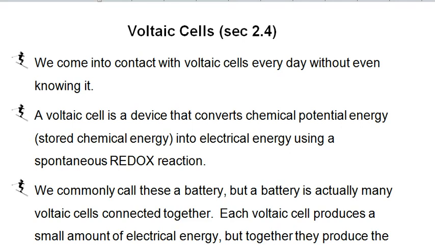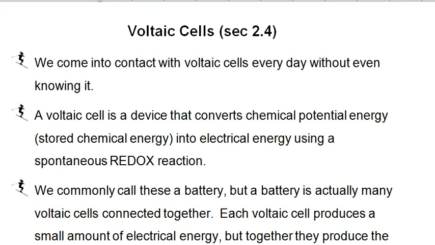As I was saying, we've covered reactivity, and now this stuff is an application of that. All right? Two types of electrochemical cells. One that converts chemical energy, stored chemical potential energy, into electrical. That's these voltaic ones that we're going to look at in section 2.4. And then the other one converts electrical energy into stored chemical energy. So the exact opposite, and that's called an electrolytic cell.